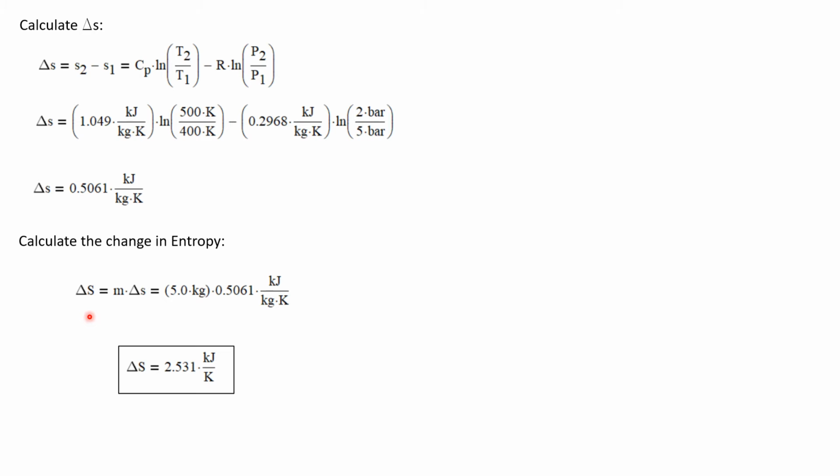Well, now we're asked to find the change in entropy in units of kilojoules per degree Kelvin. Well, that's large delta S. So the change in entropy is the mass times the change in specific entropy. So we'll multiply the mass of 5 kilograms times the change in specific entropy that we just calculated. And we get the change in total entropy is 2.531 kilojoules per degree Kelvin.